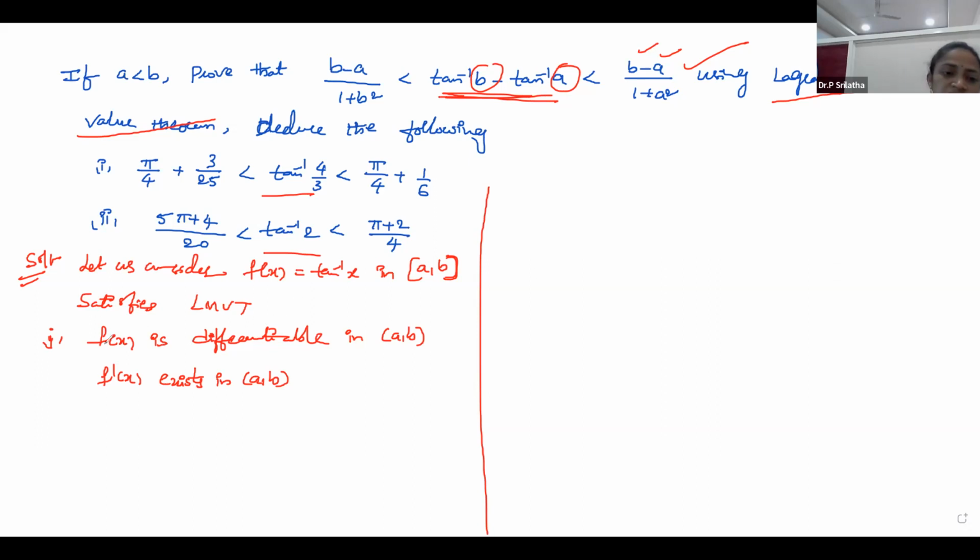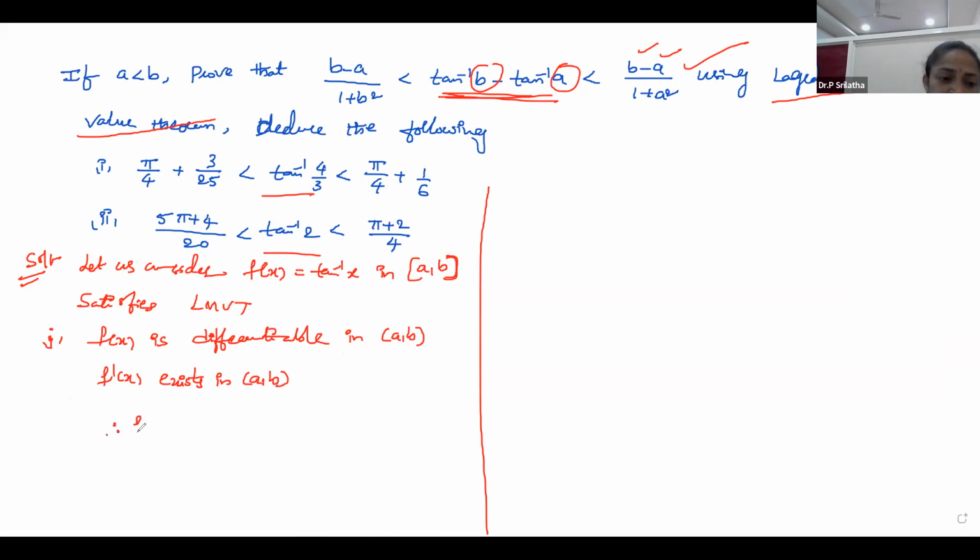So from the first condition, we can write f of x is differentiable in open interval a comma b. Otherwise, you can write the first condition as f of x is continuous in closed interval a comma b. That is your wish. But the main important thing is here, we need to find f dash of x, because f of x is differentiable in open interval a comma b, which means f dash of x will exist in open interval a comma b, right?